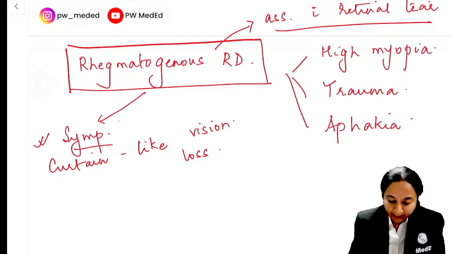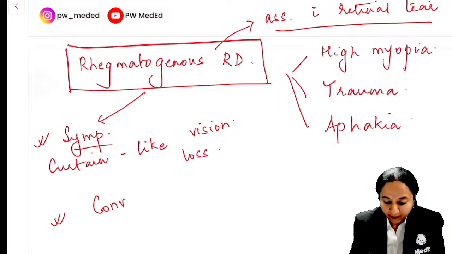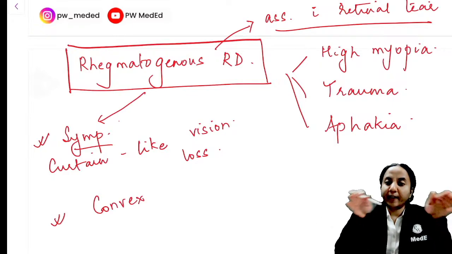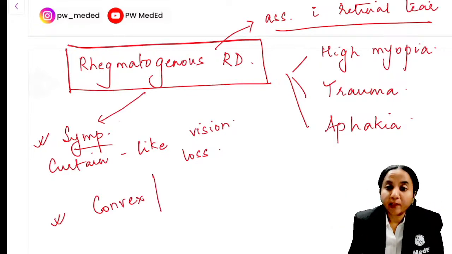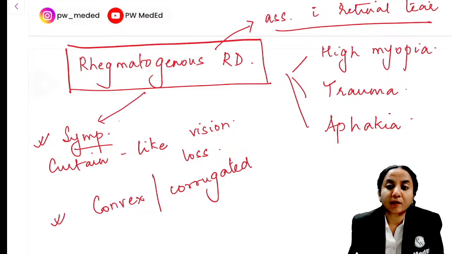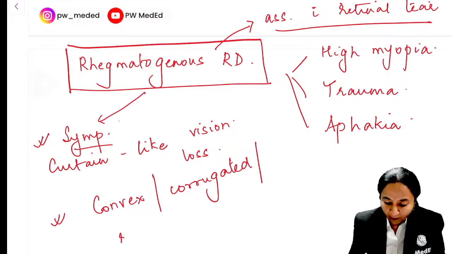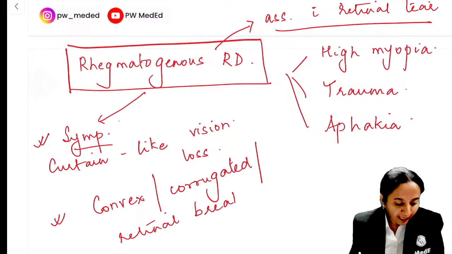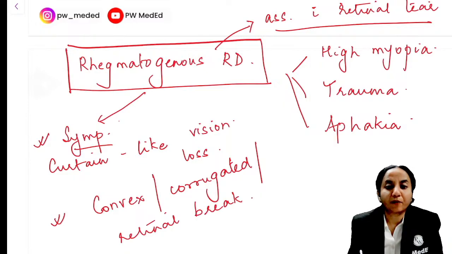And this retina here, you are going to see that this retina is convex. The detached retina is convex, but it is corrugated, meaning it will have folds. It is going to be convex, it is corrugated, and there will be a retinal break. Correct, veil in front of the eyes or curtain in front of the eyes.